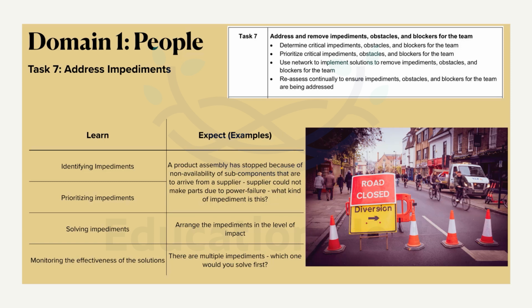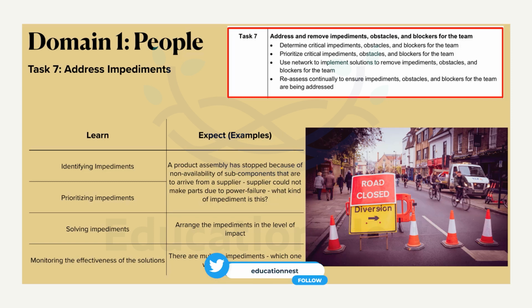So let's see what PMI says here. In this task, we have to determine critical impediments, obstacles, and blockers for the team. We have to prioritize the critical impediments, obstacles, and blockers for the team. We have to use the network to implement solutions to remove impediments, obstacles, and blockers for the team. And we have to reassess continually to ensure impediments, obstacles, and blockers for the team are being addressed. So that's about it. You can have a look at the example questions, and then we can move on to the next topic as you're done.